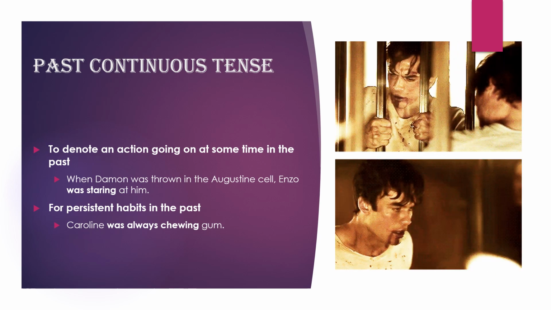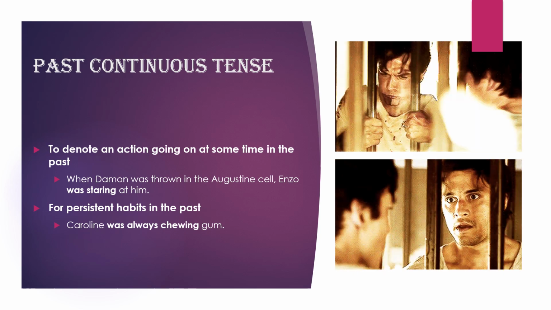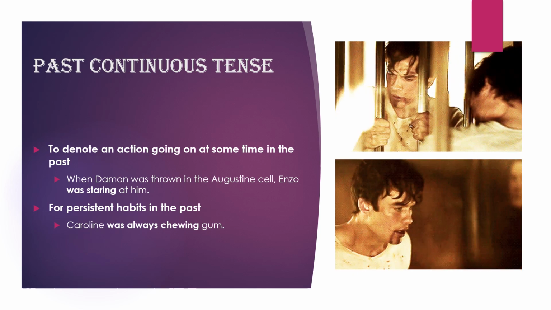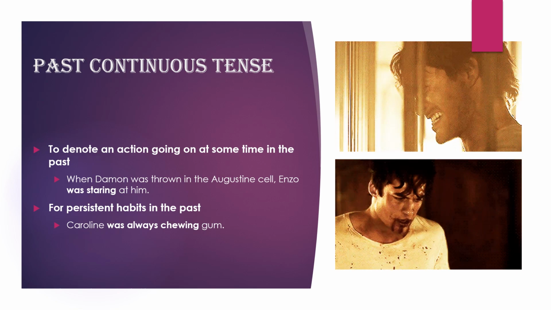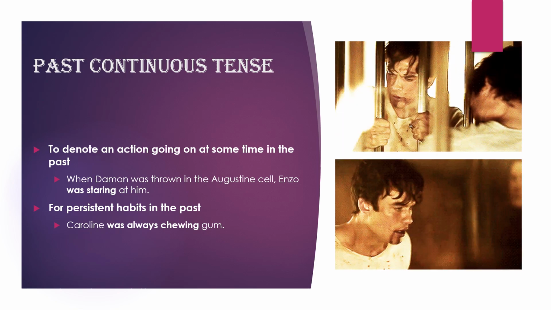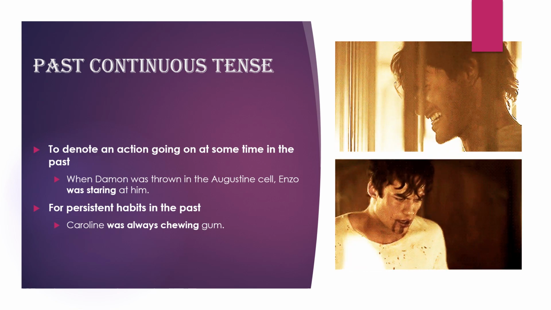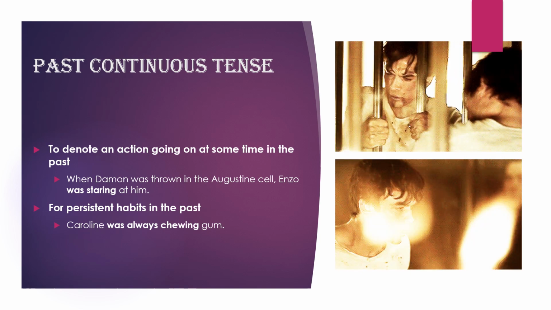So when Damon was thrown in the Augustine cell, Enzo was staring at him. Was staring, an action that was going on at the time in the past about which we are referring to.